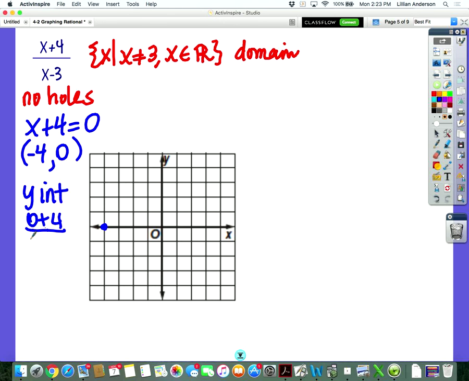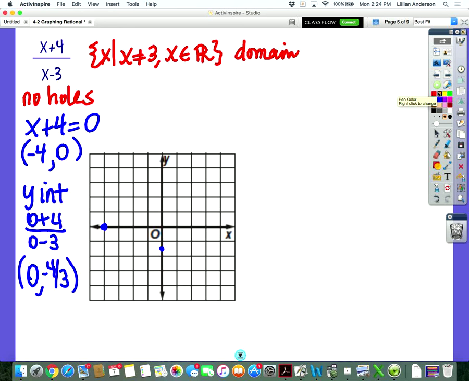Plugging in 0, so 0 plus 4 over 0 minus 3. 4 over -3, so this is -4/3, right? Yes. There's your y-intercept. Question: say your x-intercept has 4 or something like that? Never mind, I just figured it out in my head. Questions up to here?